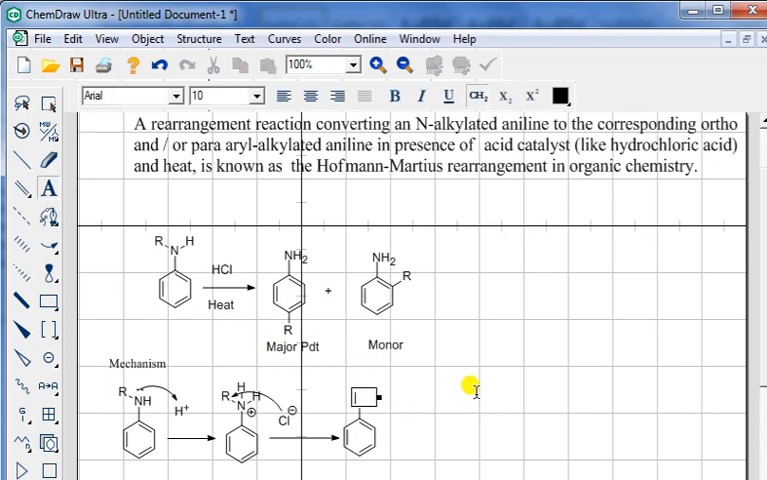So NH2. So in the medium now RCl is there. In the medium, R plus and Cl minus is there. We'll write just RCl, R and Cl. Now, see, there is a lone pair on the nitrogen.